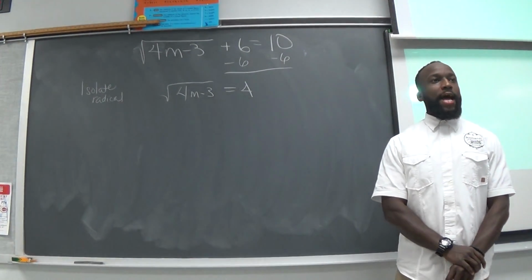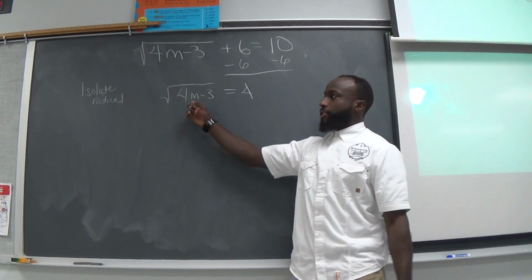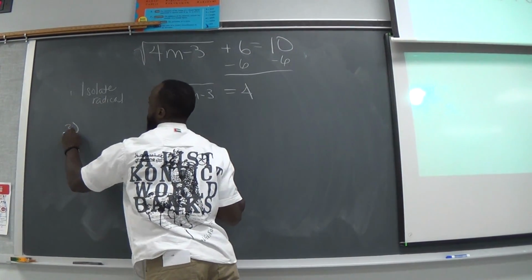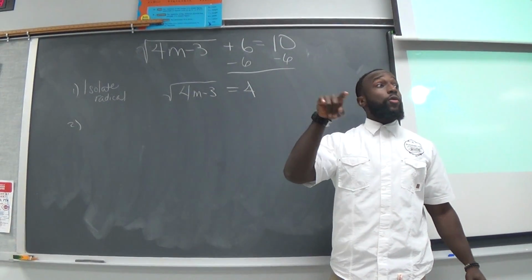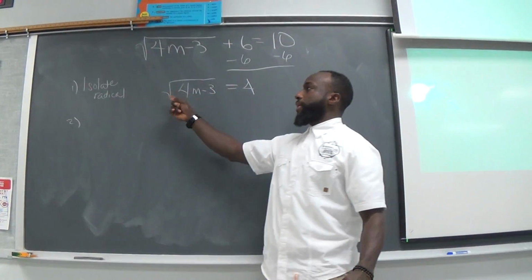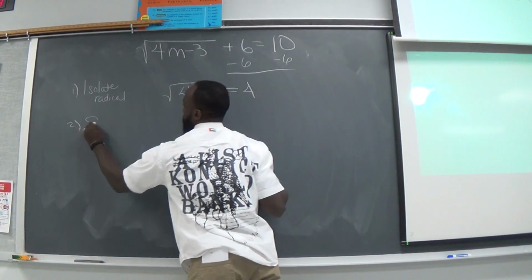Okay? Now from here, step 2, what do you have to do? Square both sides, right? We've got to get rid of this square root sign, right? So we square both sides.